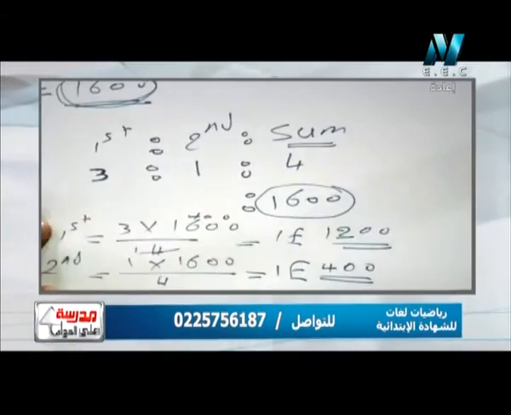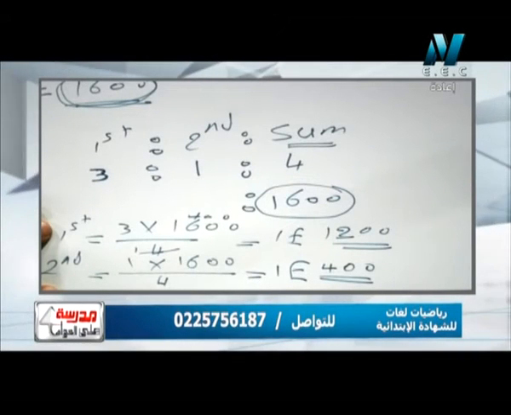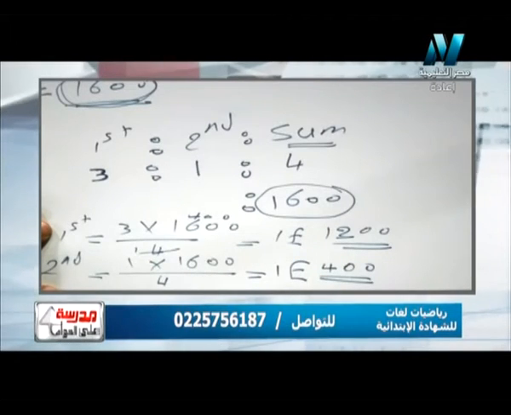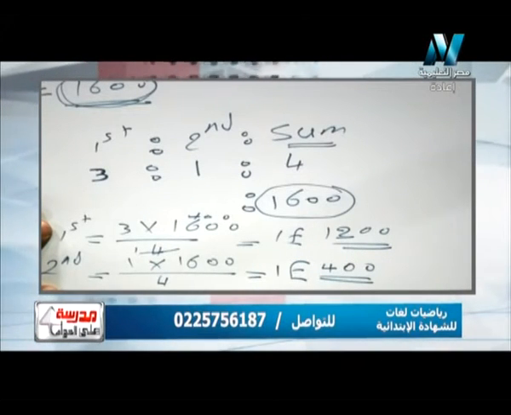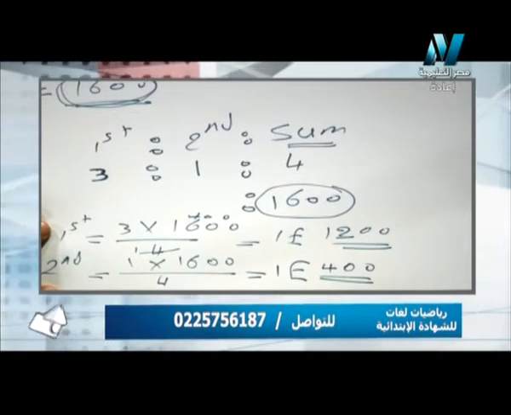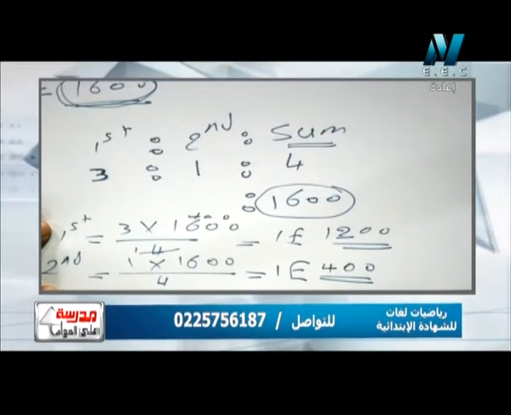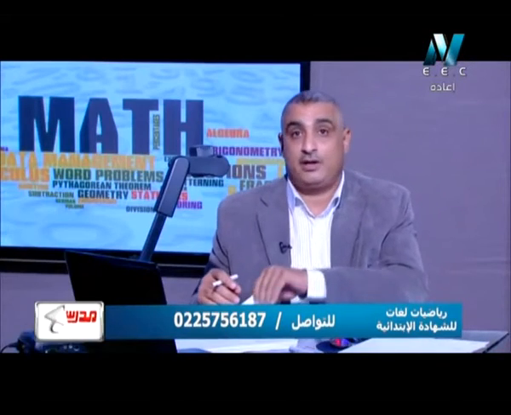We have to make this step to be sure of our results. The sum of the two shares should equal 1,600. The share of the first is 1,200 and the share of the second is 400. If we add them, the result will be 1,600. Excellent. Our answer is correct.